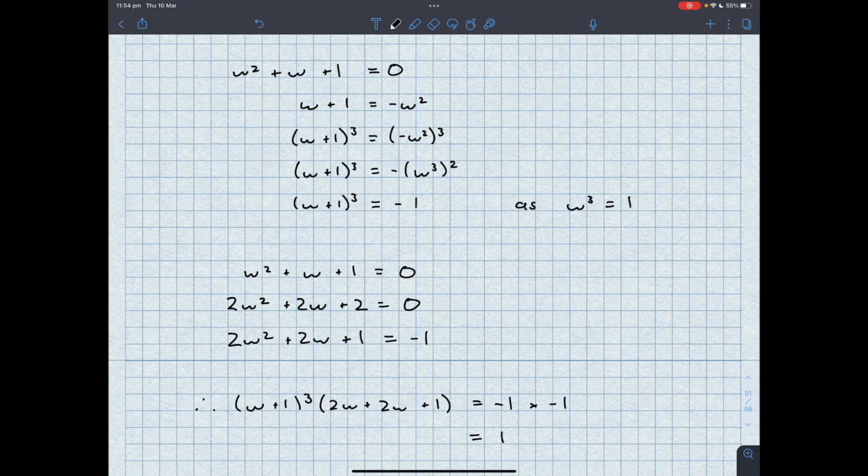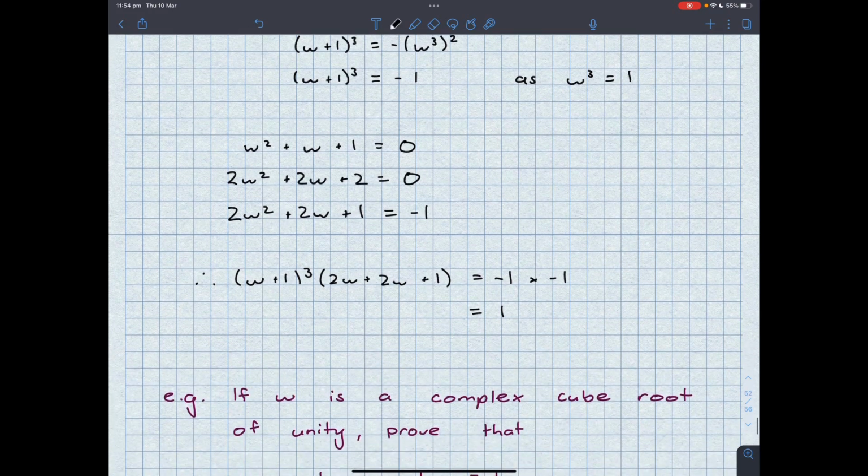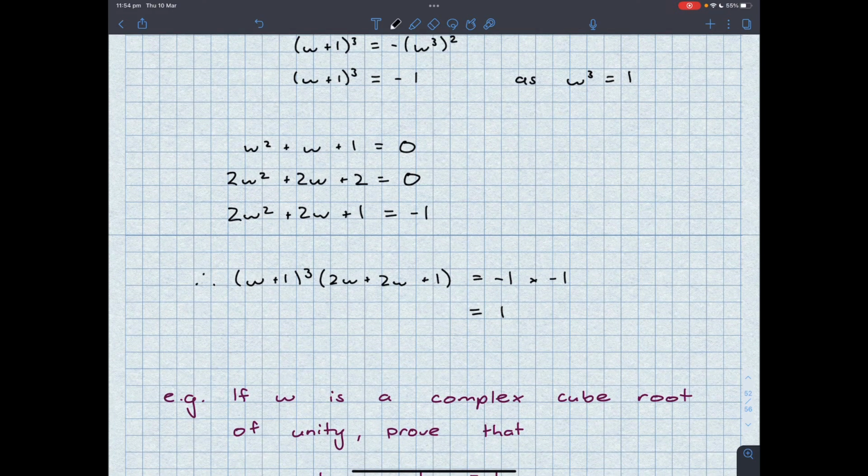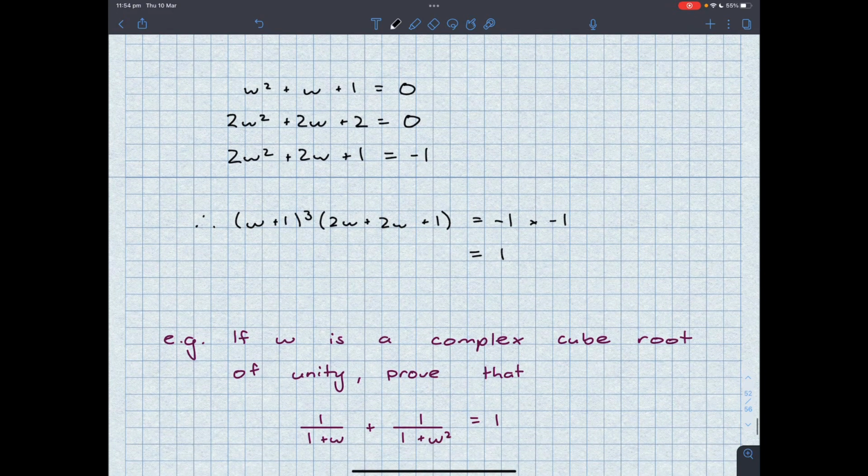So just using these properties of the roots of unity, I can prove and show properties that a question is asking. And this will work for fourth roots of unity, fifth roots of unity, etc. Okay, let's have a look at another one that gets slightly more convoluted, but only because of the algebra. So if w is a complex cube root of unity, so it's not the 1, it's one of the other two, prove this statement.